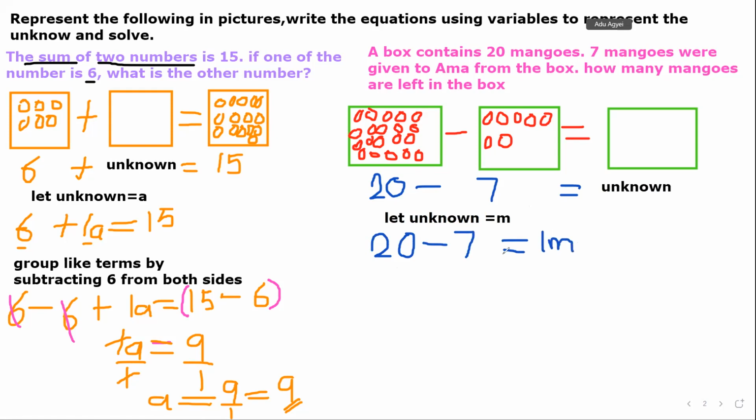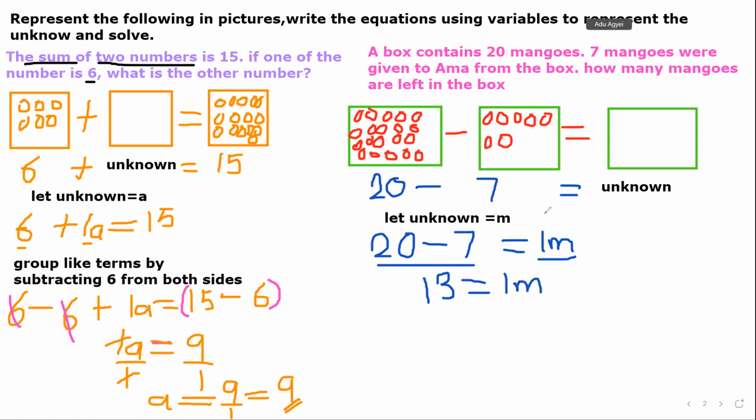Good. Then here you group like terms, but since it has been grouped already, 20 and the 7 are numbers, so you can add them. So the numbers are on one side and the alphanumeric on the other side. Okay, so when you compute the numbers, we have 20 minus 7, that will be 13, equal to 1M.